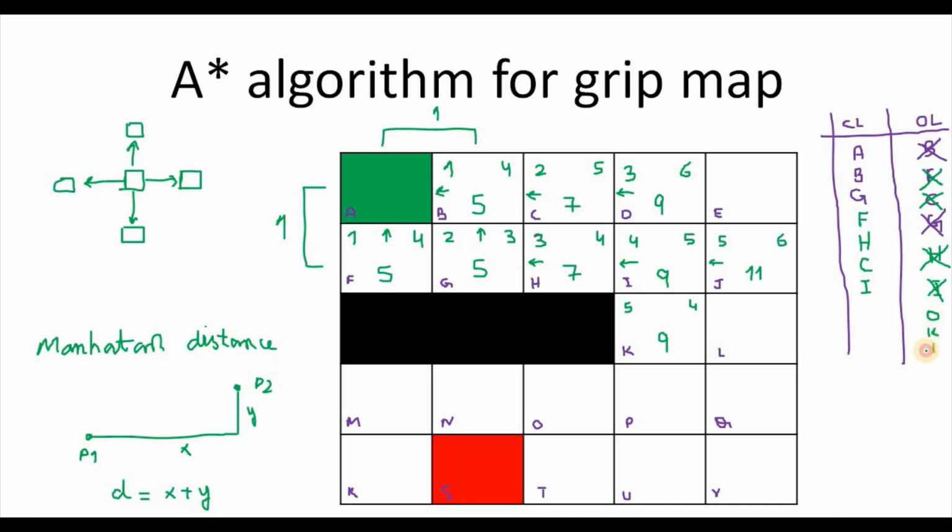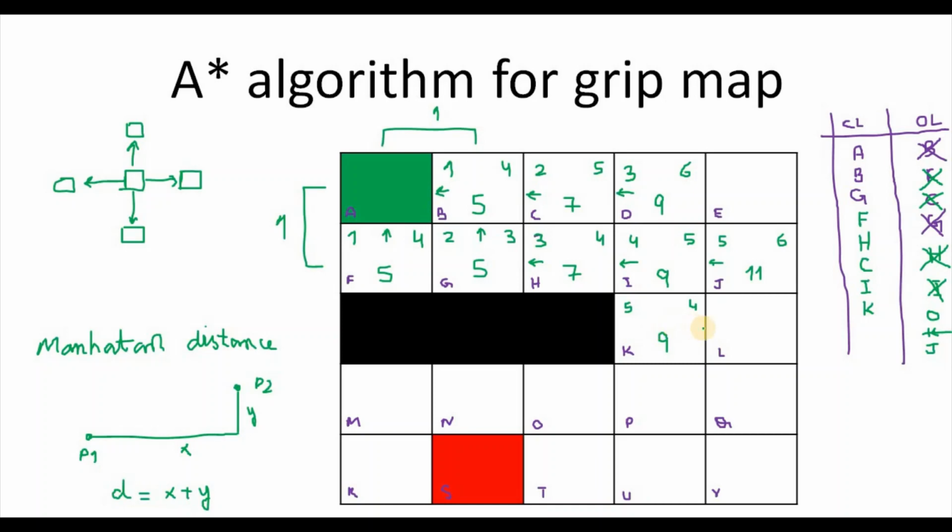K and J. Both are now in the open list. Now we see in the open list which node has the minimum F value. We have O. Node O is 9. Node J is 11. And K is 9. So K and O, they both have 9. Now we look at which one has a minimum H cost, which is 4, node K. So we remove node K from here, put it in the closed list, and make it the current node. Now we are at node K.